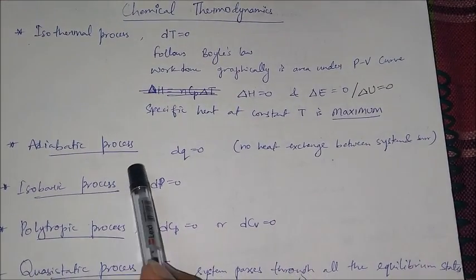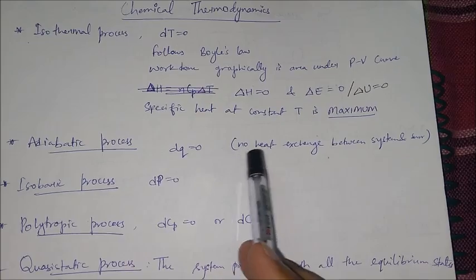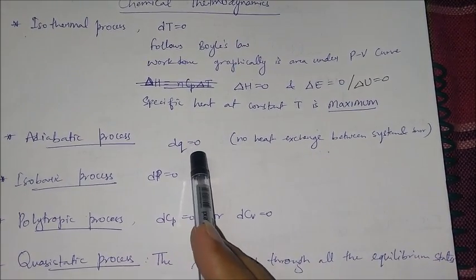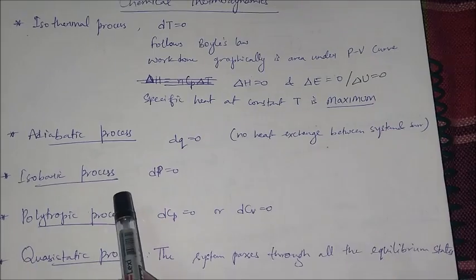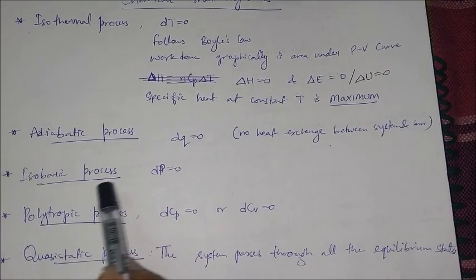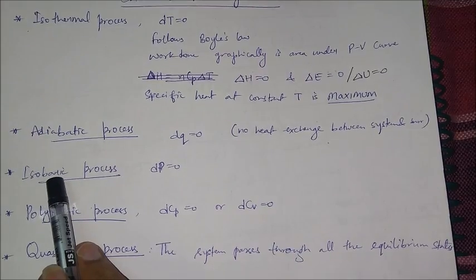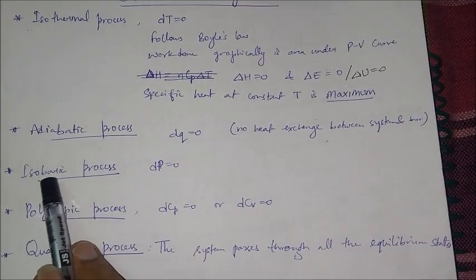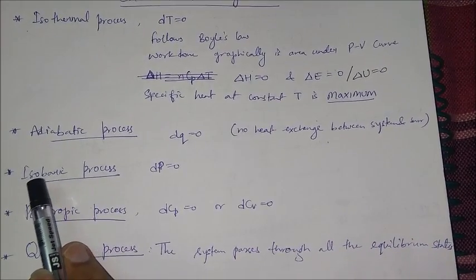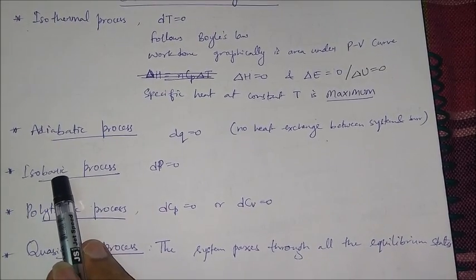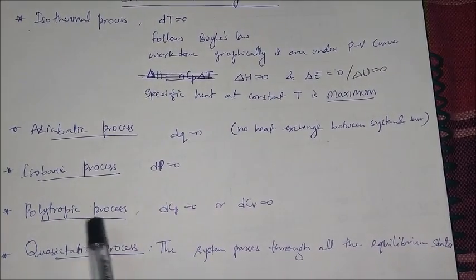Next comes the adiabatic process. As you all know, there is no heat exchange between the system and surroundings, that's why dq is equal to 0 in an adiabatic process. Now let's come to the isobaric process. As its name suggests, iso means same, and bar is the unit of pressure, so pressure is constant in an isobaric process, so dP is equal to 0.